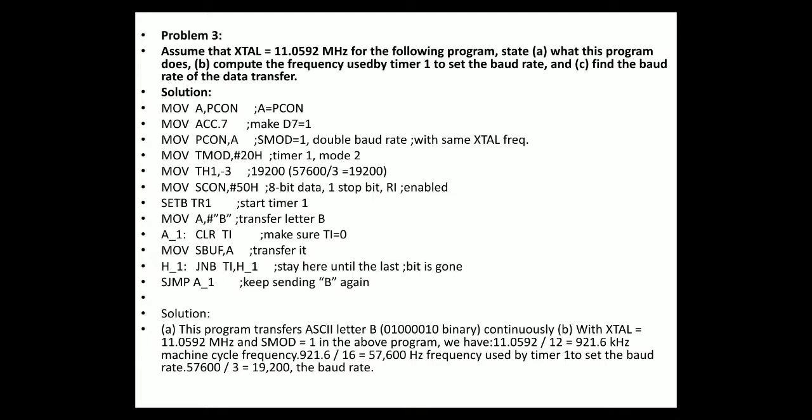Okay. So tell me now, what is the frequency used by timer 1 to set this baud rate? 57,600 Hertz is the frequency used to transfer this data. Have you all understood this one? Next, find the baud rate of the data transfer. The baud rate that I'm using here is 19,200 for my data transfer. So we are able to answer all the questions in the problem. I think everybody has understood.